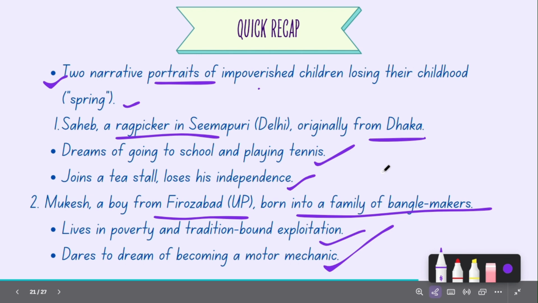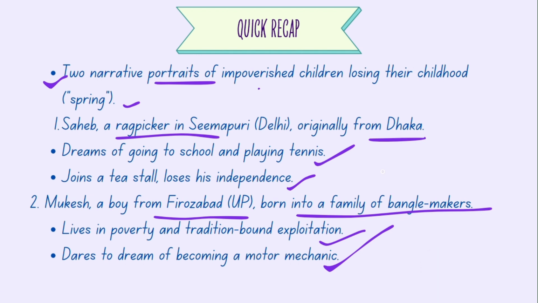So these are the two different stories of two different children who have lost their childhood, their spring, because they were born into poor families, into families that were bound in exploitation by tradition. One still has dreams, one still has the courage to dream, while the other in the end loses all his independence because the responsibility of his family has now fallen on his shoulder.